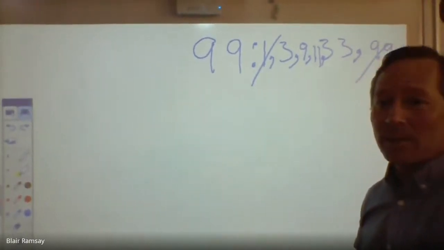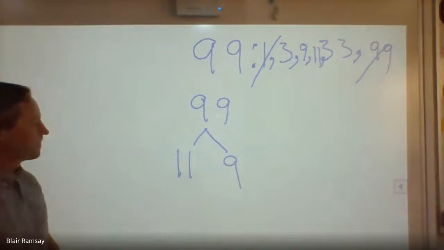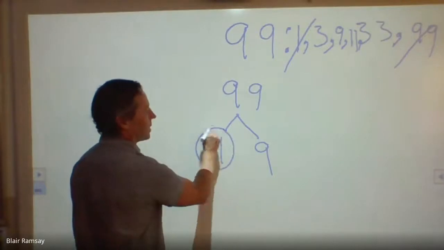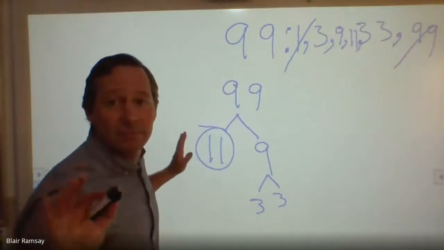So, Nana, what do you recommend? You put 99, and they put 11 and 9. 11 and 9? And yeah. Then? And then you do 3 and 3. For 11? First, you circle 11. Why? Because it's a prime number. Yep, and then? And then you do 3 and 3. And then that's it. That's it?